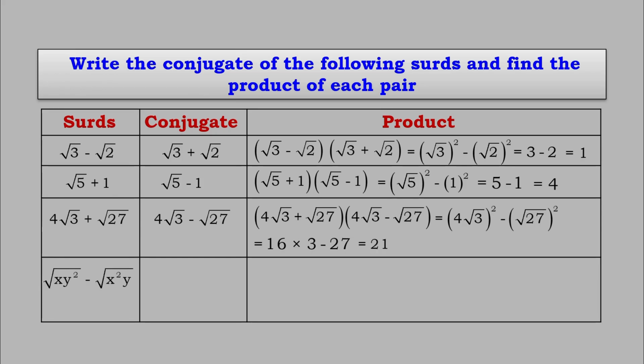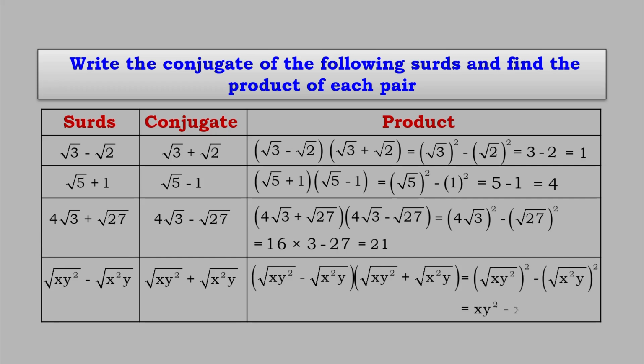So we got 21. If the surd is root of xy square minus square root of x square y, then the conjugate will be root of xy square plus root of x square y. Then do the multiplication. We got xy square minus x square y.